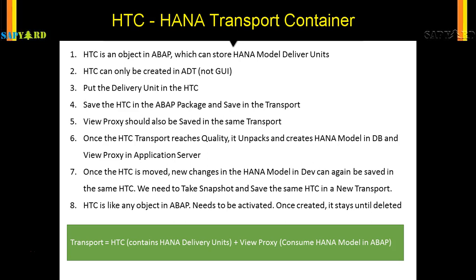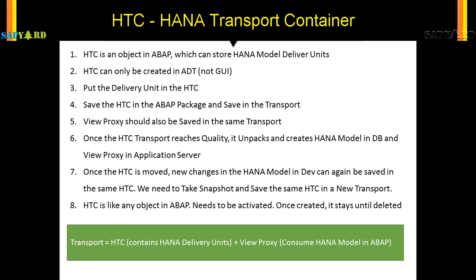In the same way, if you save anything new in the HTC, you have to save that HTC in a new transport and then transport it to your quality and production system. Whatever I was trying to say in the last few lines is summarized in point number 8. HTC is like any other object in ABAP. It needs to be activated, and once it is created, it stays there in the system until you forcefully delete it. And if any change is made in the model and saved in the HTC, you need to save that HTC again in a new transport and move it to your quality and production system.